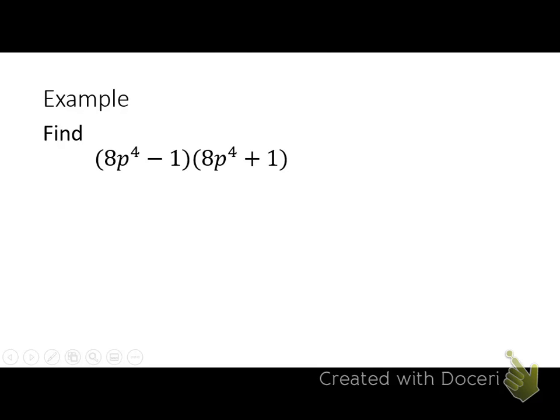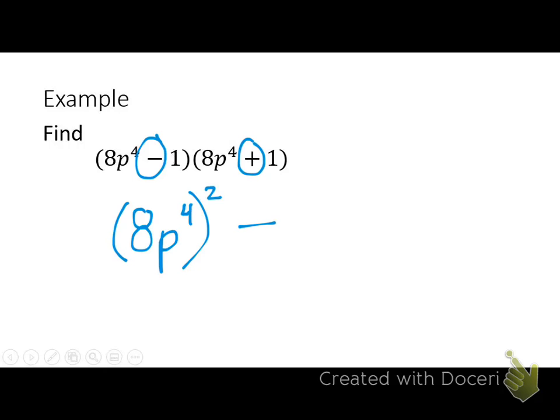So first off, using the formula, I have to recognize, hey, this one's a difference of signs because both of my signs are different. They're not the same. So I can't just use the sum formula or the difference formula. I have to use the difference of squares formula. So I will take my first term, 8p to the 4th, and we're going to square it. And then we'll always subtract my last term squared.